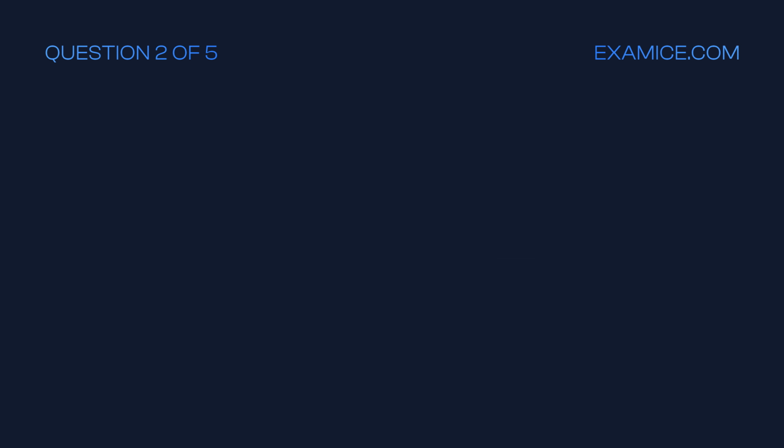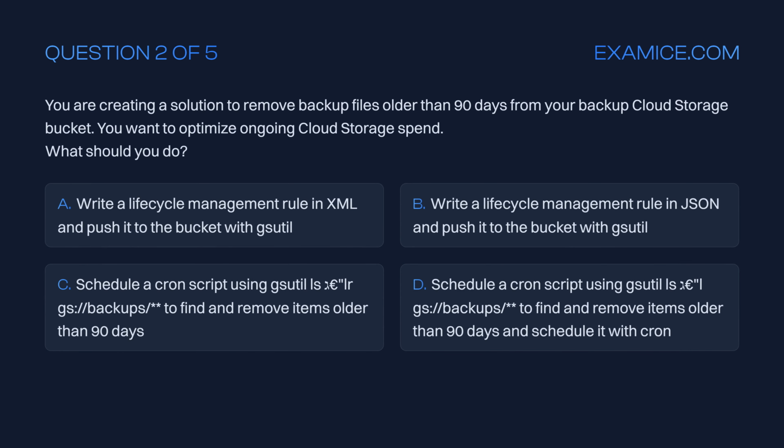Question 2. You are creating a solution to remove backup files older than 90 days from your backup cloud storage bucket. You want to optimize ongoing cloud storage spend. What should you do? Option A. Write a lifecycle management rule in XML and push it to the bucket with gsutil. Option B. Write a lifecycle management rule in JSON and push it to the bucket with gsutil.